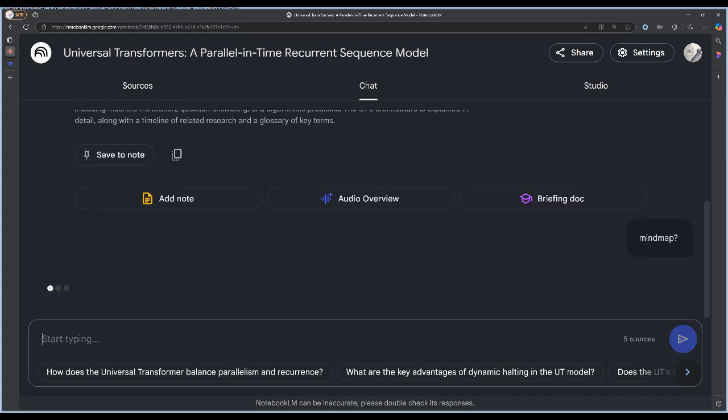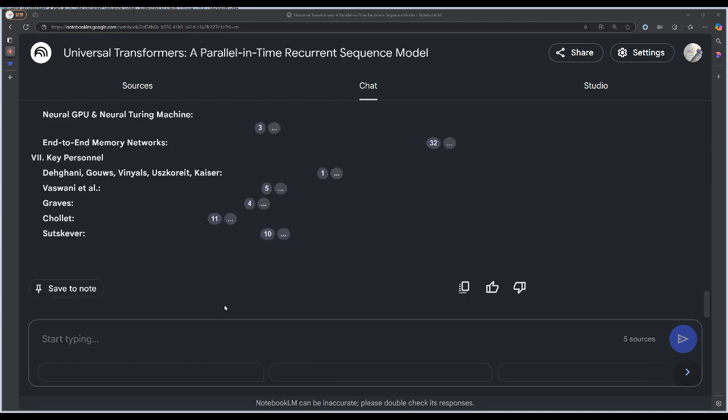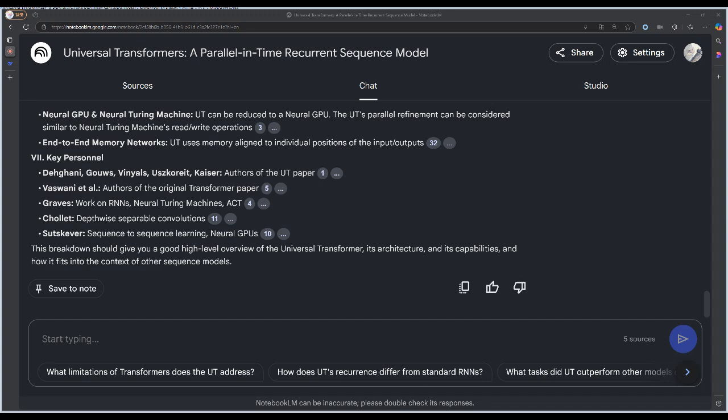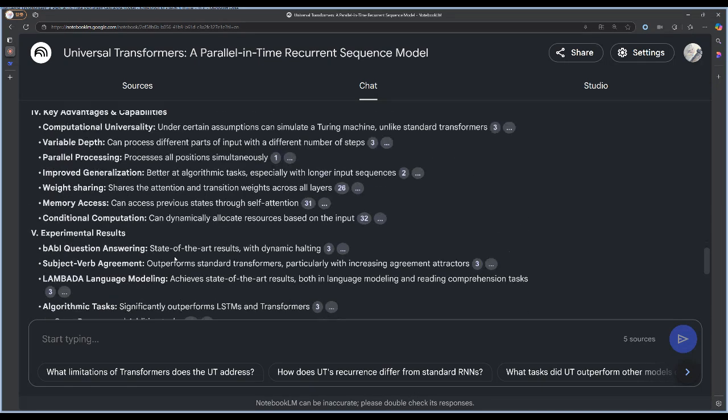The UT achieves state-of-the-art results on the LAMBADA language modeling task, surpassing both LSTMs and the standard transformer, especially when incorporating dynamic halting. So the UT is not just a fast learner, but also a clever one. The dynamic halting seems to be a key factor in its superior performance.